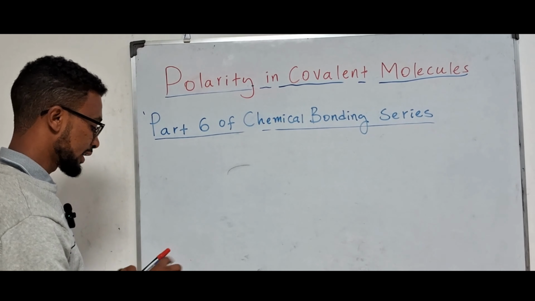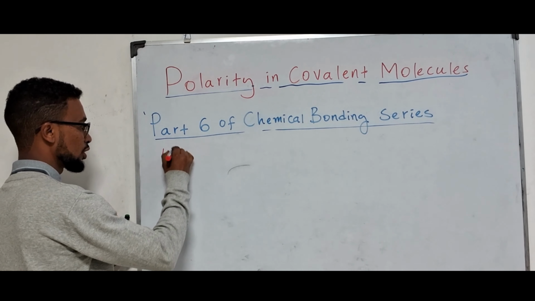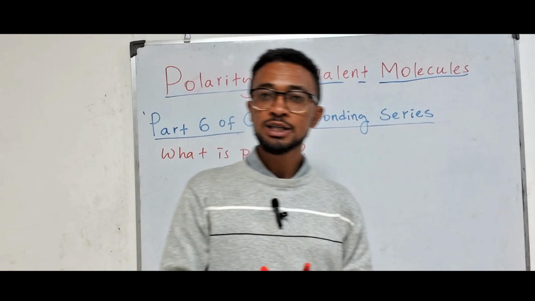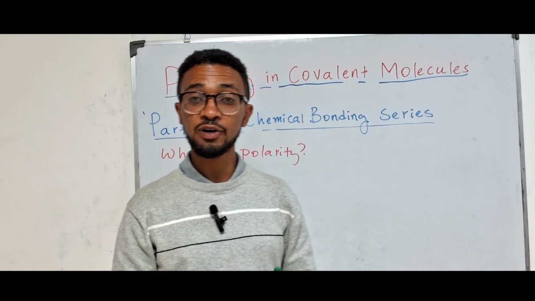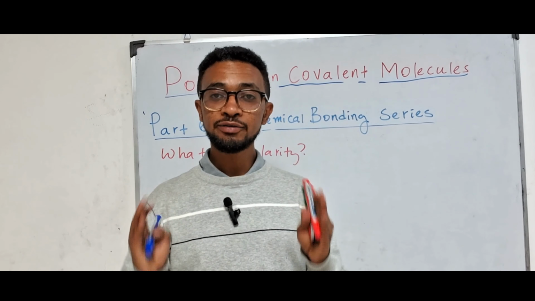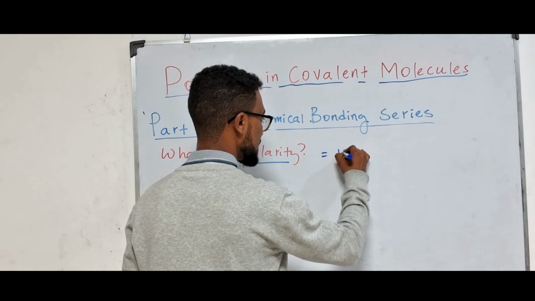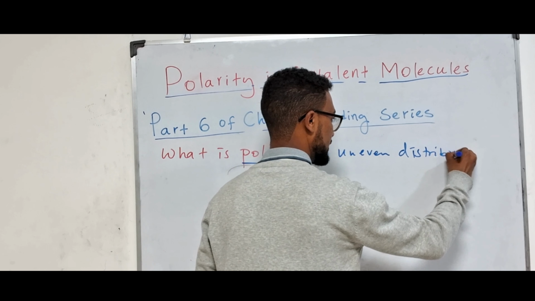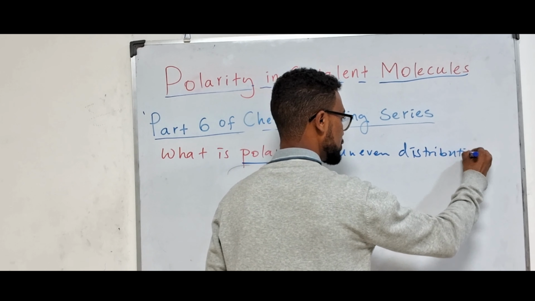Let's begin with answering this question: what is polarity, or how do we define polarity? Okay, so polarity in simple terms is defined as an uneven sharing of electrons, or an uneven distribution of electrons. Okay, this uneven distribution of electrons is defined as polarity.